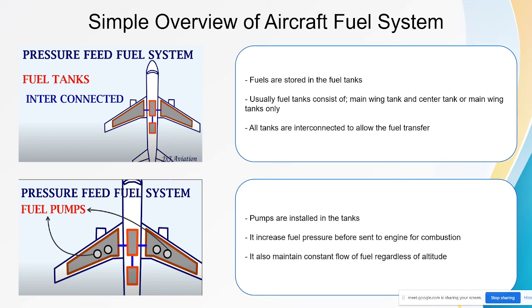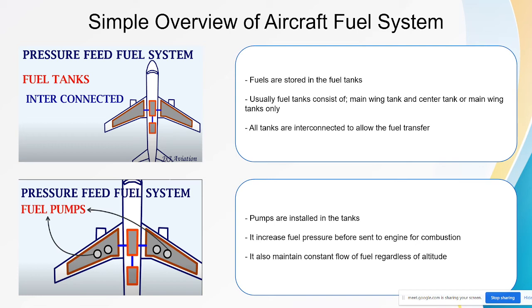So for the fuel system of the aircraft, it mainly consists of fuel tanks, which are interconnected. There are wing main tanks, and also the center tank, which is located at the fuselage. They are interconnected by pipelines. Like you said just now, some aircraft have a main wing tank and also the center tank, while some only use the center tank, or maybe some only use the main wing tanks. They are all interconnected to allow the smooth transfer of fuel.